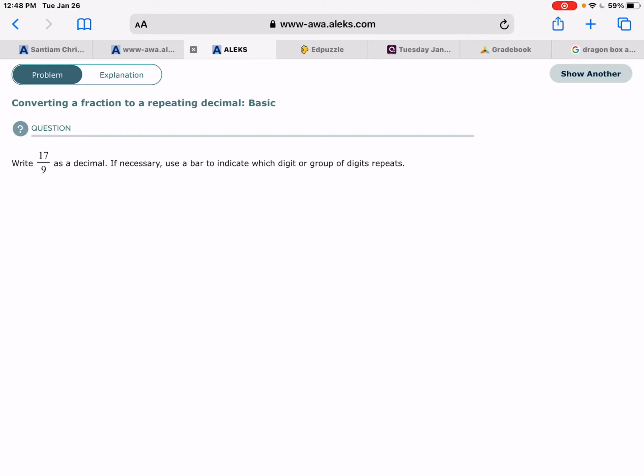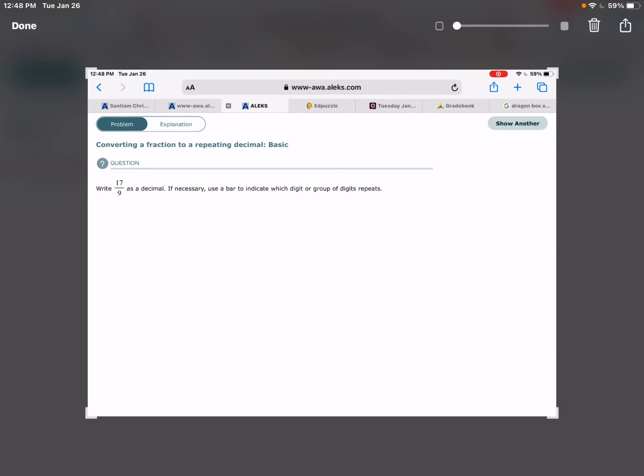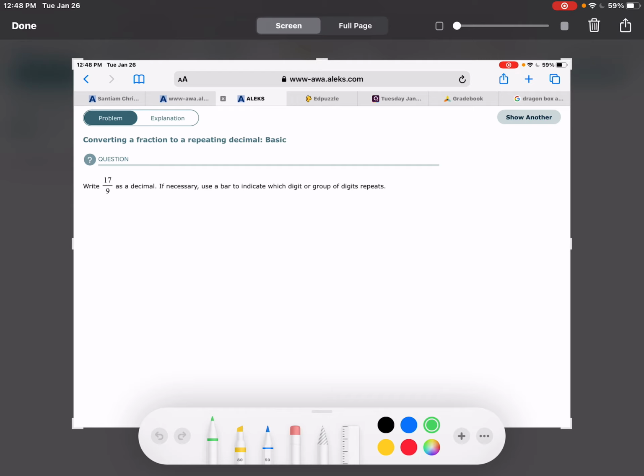Let's talk about converting a fraction to a repeating decimal. So if I was allowed to use a calculator, all fractions are simply division problems. And the fraction 17/9 is the same thing as saying 17 divided by 9. So if I had a calculator and I was allowed to use that, that would be the easiest way to convert this into a decimal.